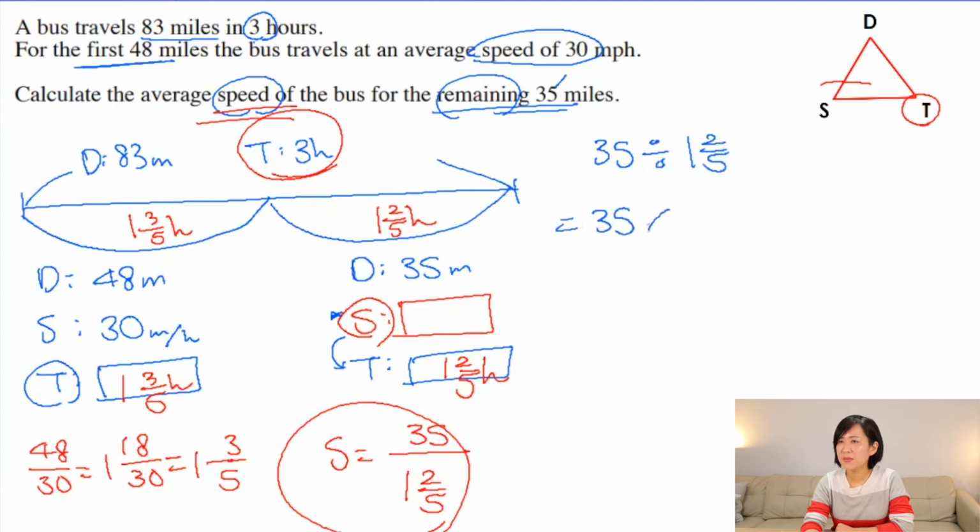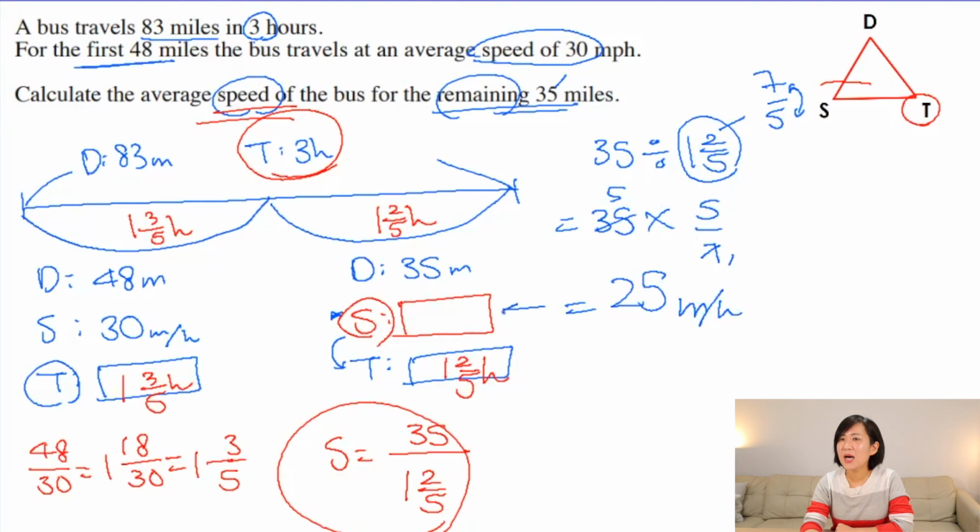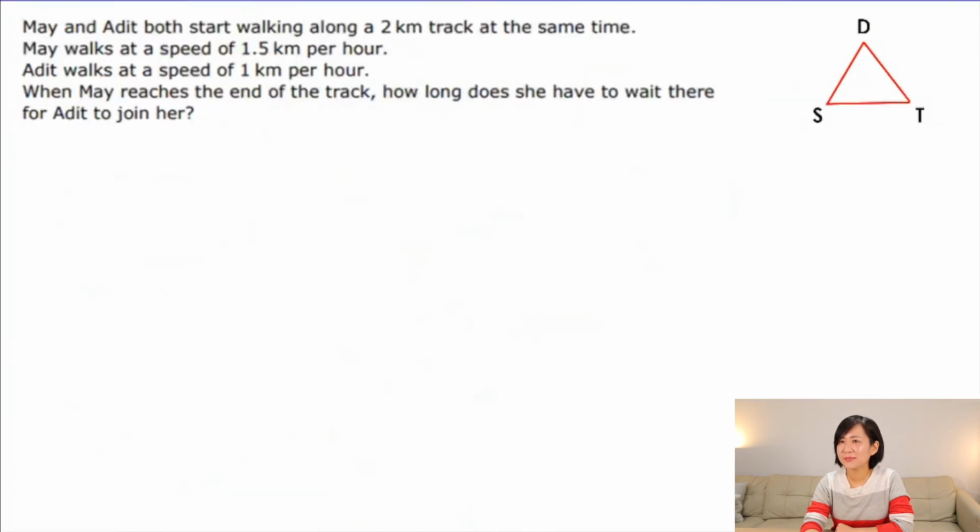So let's calculate this: 35 divided by 1 2/5. Change the mixed number into an improper fraction, and then change the division into times. So 35 times the fraction upside down. Then I think we can simplify it by 7. So our answer is 25. Check your unit: it is speed, that's why it's miles per hour. That is our answer.